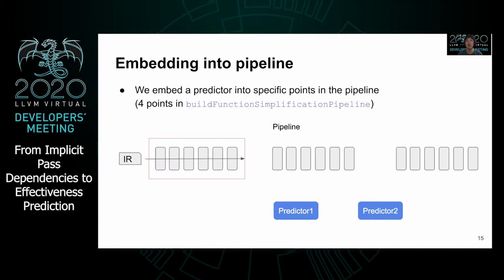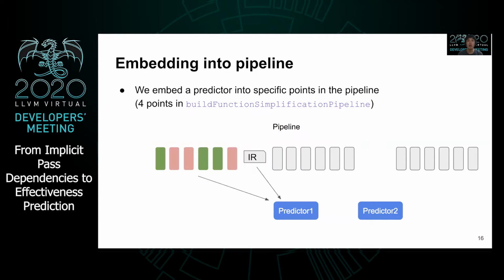Let's take a look at how it works. First, we run some passes. When we reach the specific point, pass results and the code features are passed to the predictor, and the predictor returns the predictions. So we can skip passes based on the predictions. In this case, the predictor says that we can skip 4 passes, and we repeat this until the end.